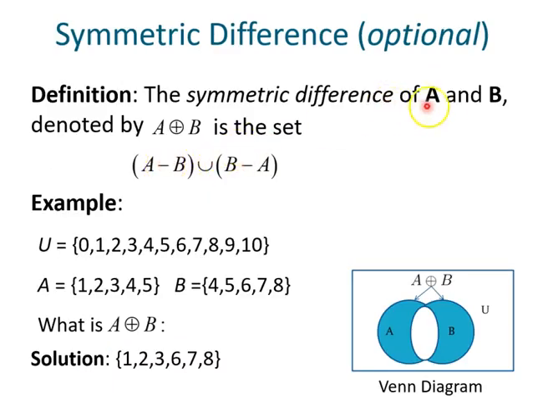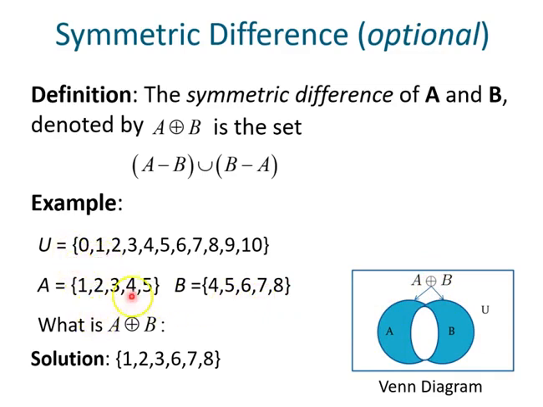The symmetric difference of A and B is denoted with A, circle plus B, and is the set A minus B union with B minus A. This is the Venn diagram. So, an element that is in A but not in B, and an element that is in B but not in A. The shaded region represents the symmetric difference.